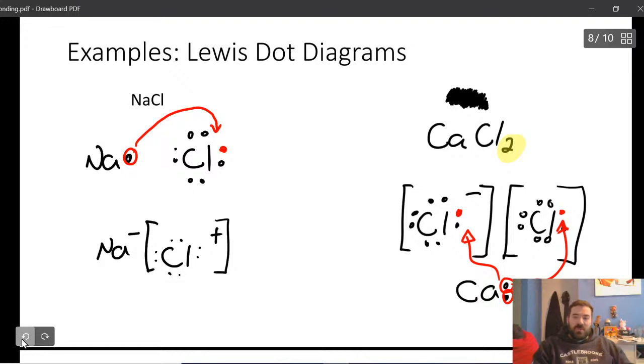And because it's got 2 to give away, once it's lost those 2, its ion will become not just 1 plus, it's lost 2 negative charges. So it's going to become a positive 2 charge. And I'm just going to draw it right down here, right below my chloride ions. And I forgot to draw my negative sign here.